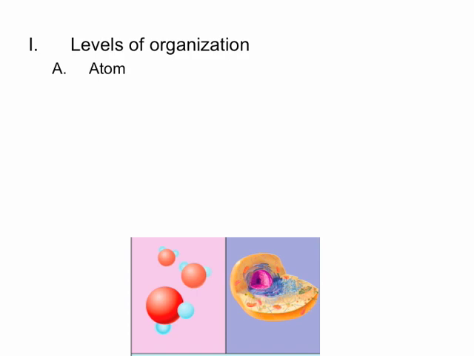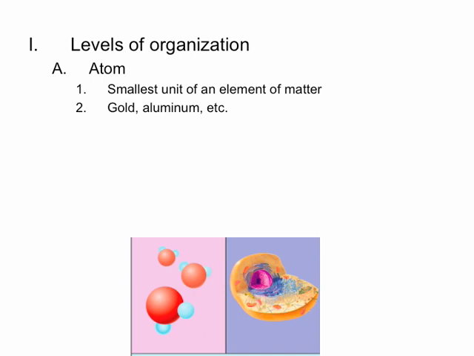The first level of organization that we're going to look at is the atom. The atom is the smallest level of organization for life. It is the smallest unit of an element of matter. Gold, aluminum, etc. are all going to be made up of atoms. Those then make up elements.